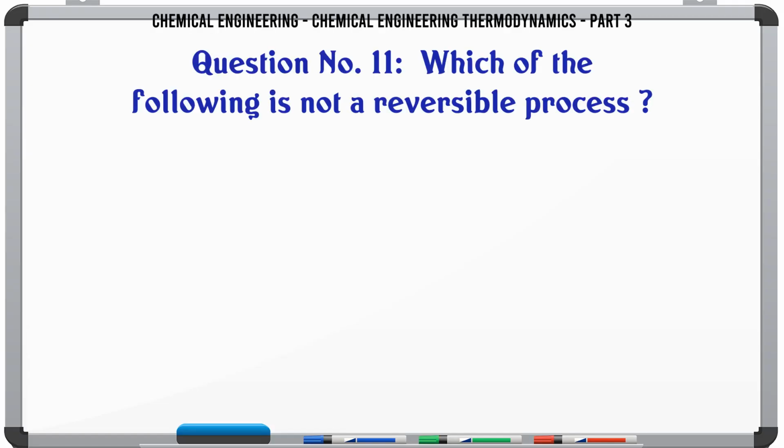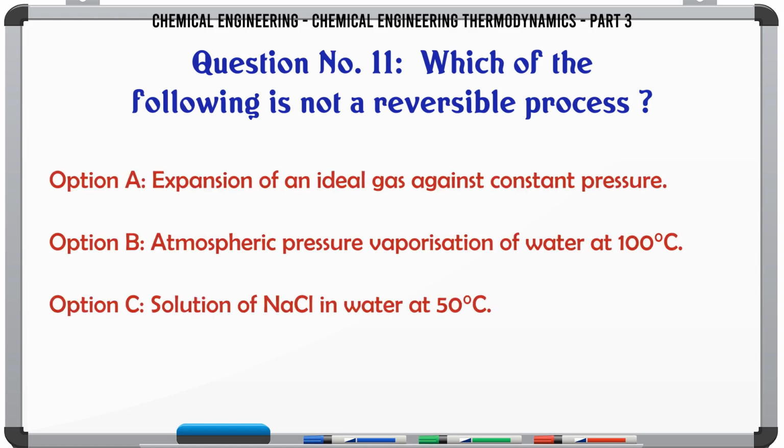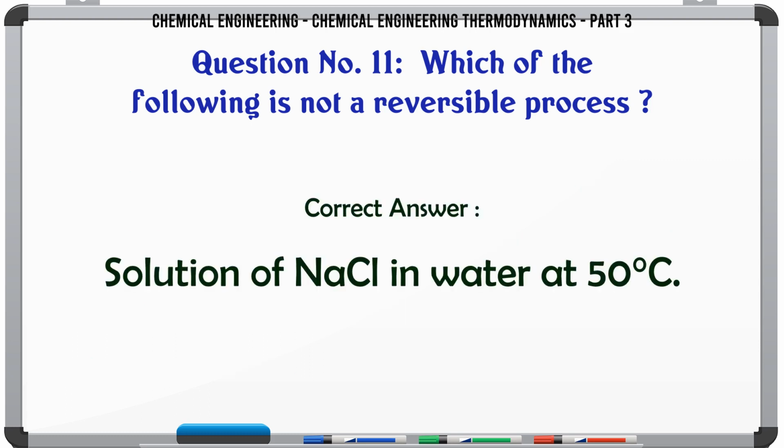Which of the following is not a reversible process? A. Expansion of an ideal gas against constant pressure. B. Atmospheric pressure vaporization of water at 100°C. C. Solution of NaCl in water at 50°C. D. None of these. The correct answer is solution of NaCl in water at 50°C.